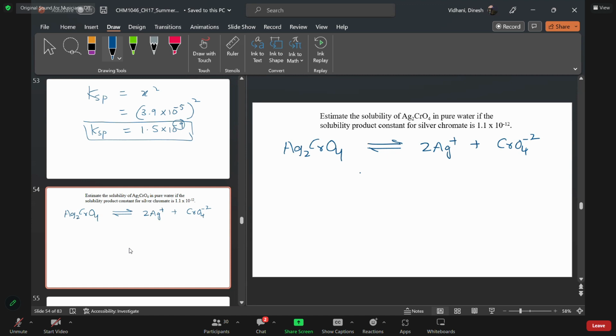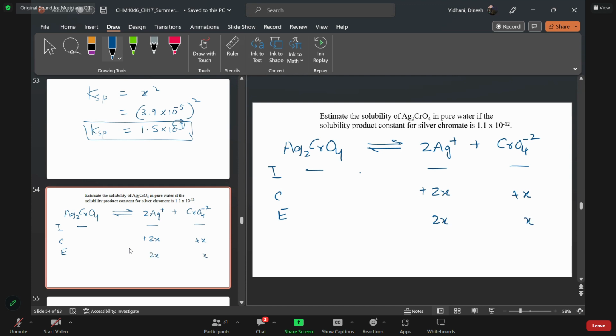Now, I'm going to build the ICE table. Initially, there is nothing inside the solution for undissociated silver carbonate. What? I keep on saying silver carbonate. It's silver chromate. Okay. And we don't have any ions. When we think about the change, we have X amount of chromate ions being generated, and we have 2X amount of silver ions being generated, right? So at equilibrium it is 2X and X.